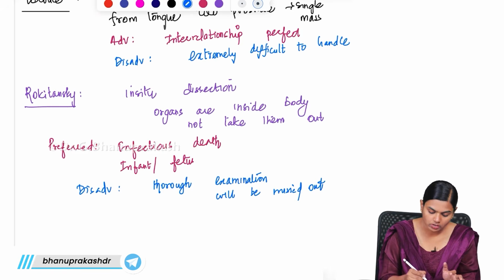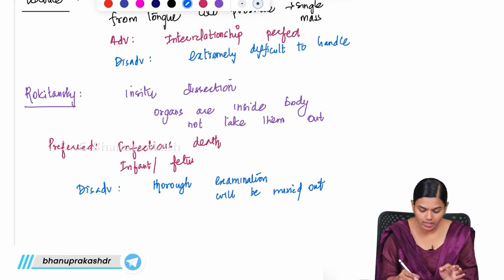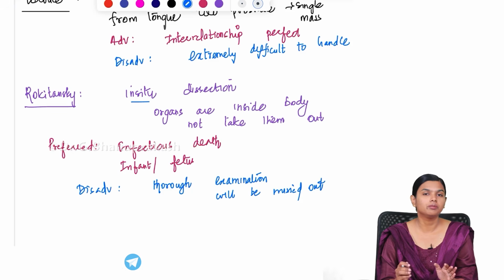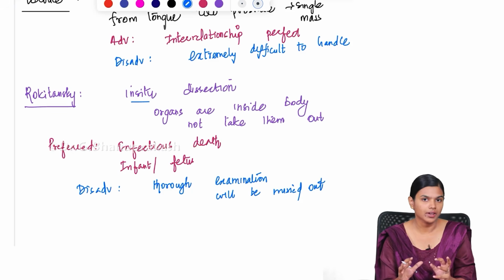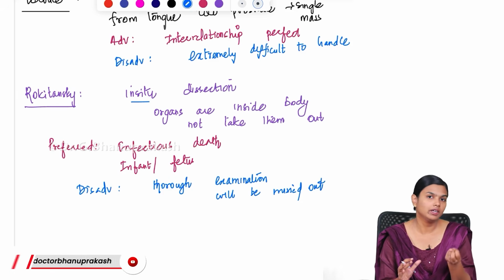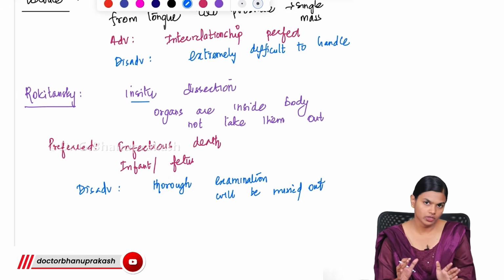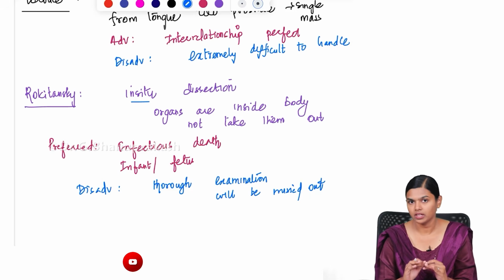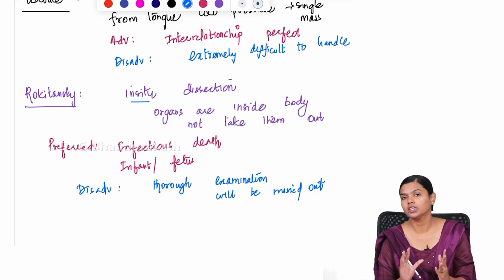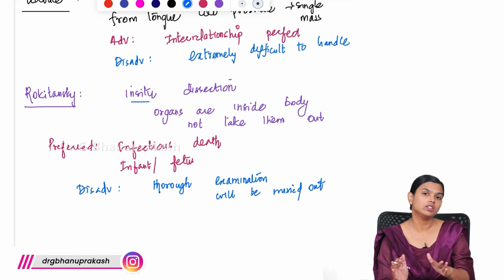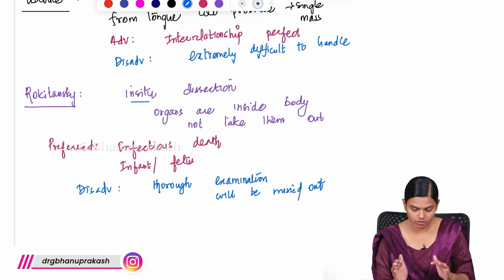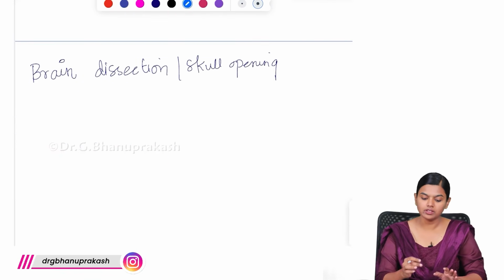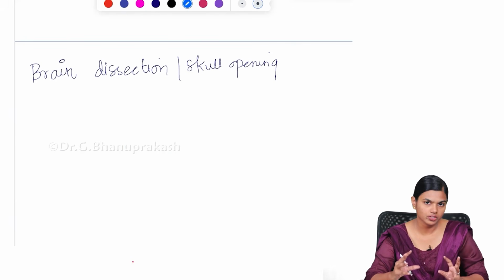And next what we have is Rokitansky. So Rokitansky means in situ dissection, where you will simply dissect the organ keeping it inside. You will not take it out. Every organ will be kept inside the body and dissection will be done in situ. And this is preferred in infectious bodies, and infant and fetal death we will prefer this. Disadvantage is that thorough examination cannot be done in these cases. So this autopsy technique very, very important to remember, and it can be asked as a short notes. Clear? So with this we are done with the whole organ dissection removal techniques.